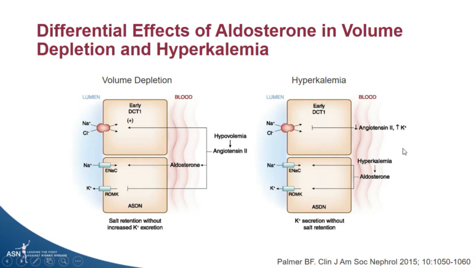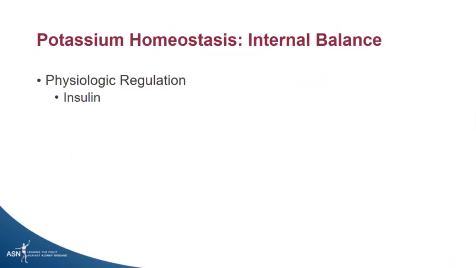On the other hand, hyperkalemia is a direct stimulus of aldosterone, and in the setting of hyperkalemia without volume depletion, you'll have lower angiotensin levels but stimulated aldosterone, so that you get greater stimulation of potassium secretion, again allowing differential regulation of sodium and potassium excretion.